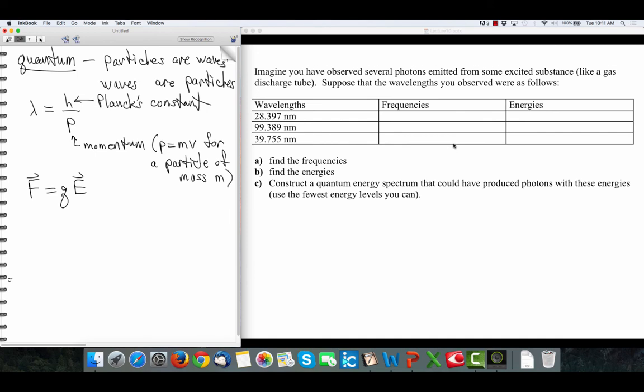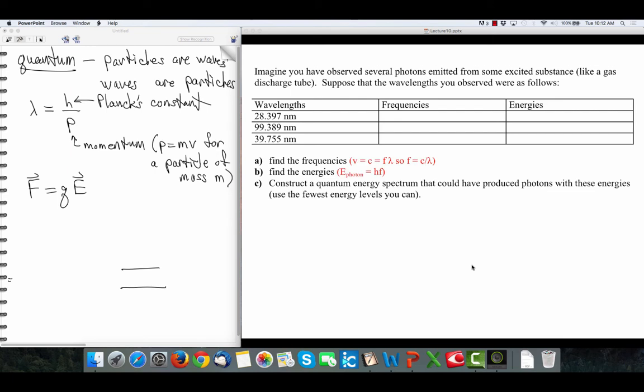From those wavelengths, you need the frequencies of the light. And the whole point of a spectroscopy experiment is to find out the energies of the photons. So first question, find the frequencies, so fill in this chart. Second question, find the energies of the photons. And the third question, construct a quantum energy spectrum that could have produced these energies. So that's the whole point of a spectroscopy experiment, to use these photons emitted to understand where the energy levels sit. You observe photons, you measure wavelengths, you find frequencies, you find energies.